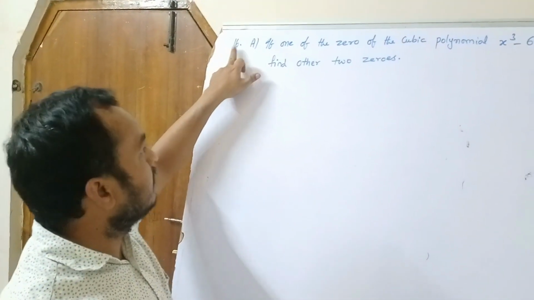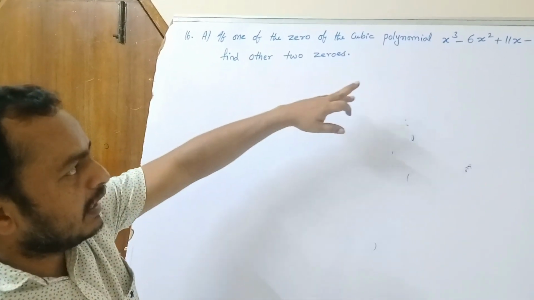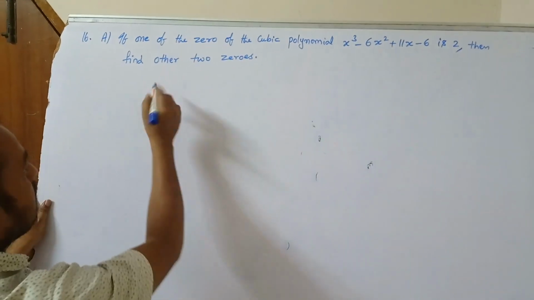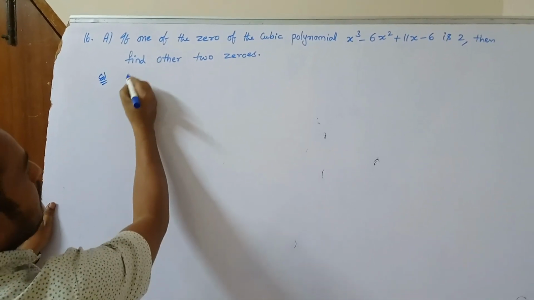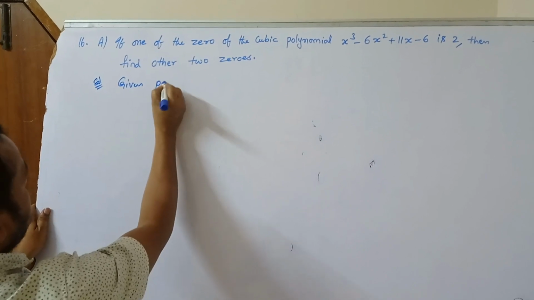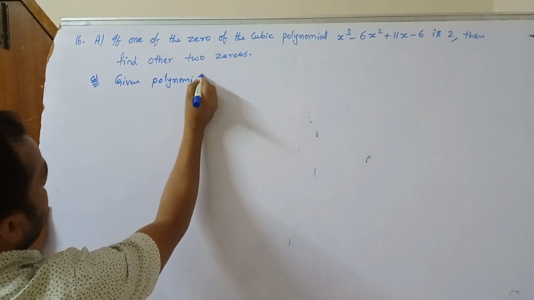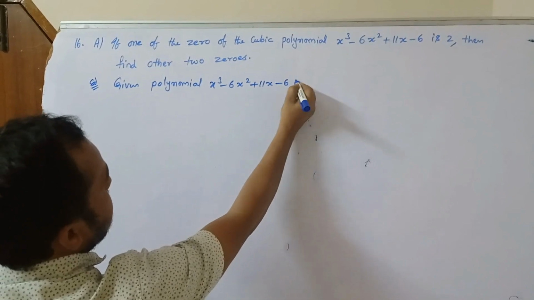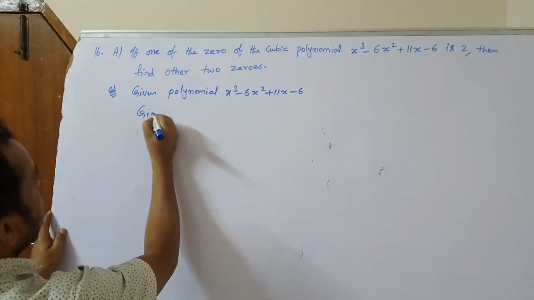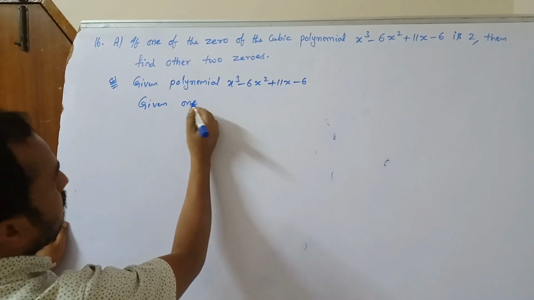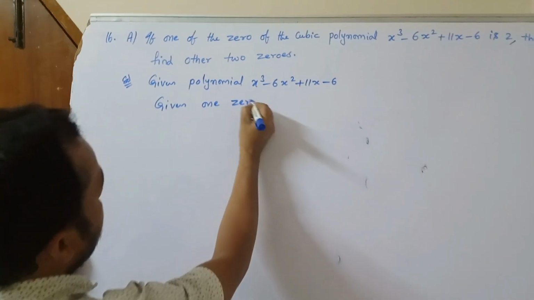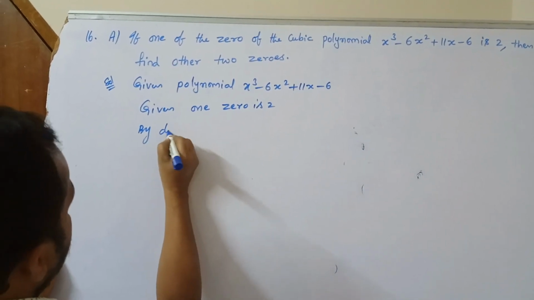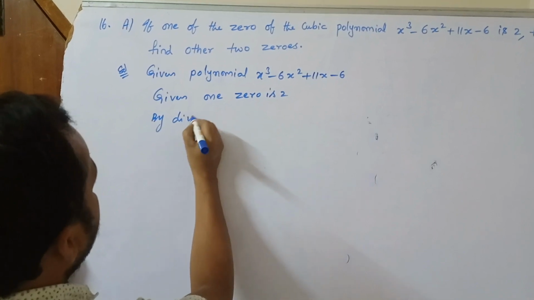Now 16th question A: if one of the zeros of the cubic polynomial x cube minus 6x square plus 11x minus 6 is 2, then find the other two zeros. Given polynomial x cube minus 6x square plus 11x minus 6, given one zero is 2. Now by dividing.